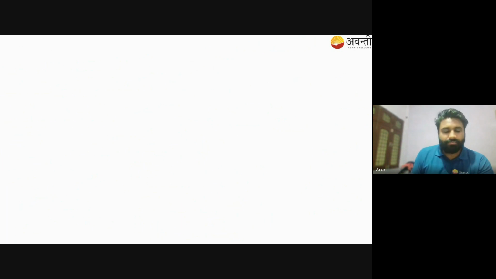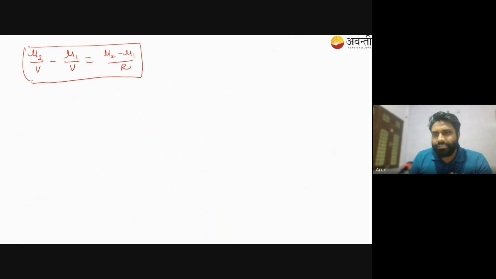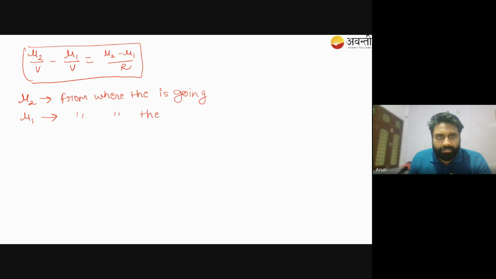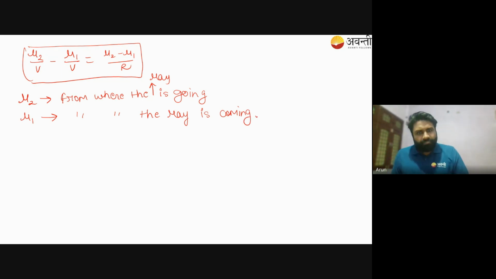So here you would have the formula mu2 by v minus mu1 by u equals mu2 minus mu1 by r, where r is the radius of curvature. ठीक है. यहाँ पे मैं लिख भी देता हूं, mu2 is the medium to which the ray is going, and mu1 is the medium from where the ray is coming.